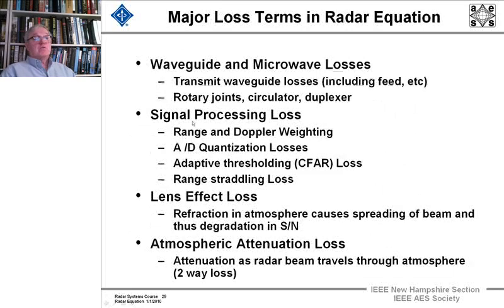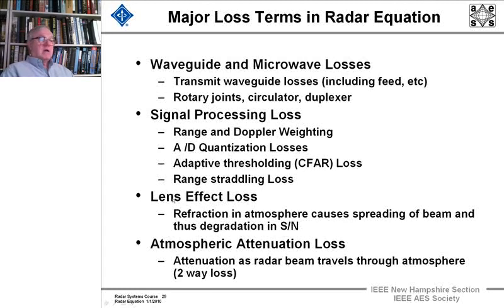Next would be signal processing losses. That has to do with the weighting in range and Doppler, that you weight the shapes of those passband filters, the ranges that you look at. There are the A to D quantization losses, the adaptive thresholding losses, and the fact that your target may be halfway between one range cell and another. That gives you a loss there. Those all come under signal processing losses.